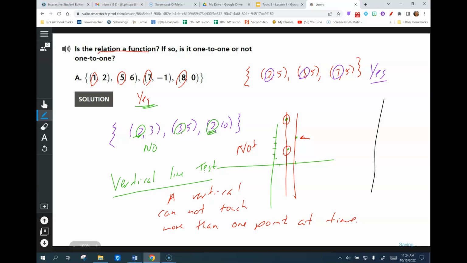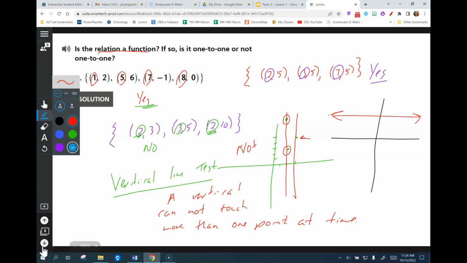If I have this graph right here, and here's my graph, okay, there's that horizontal line. Okay, draw a vertical line. Let's draw some vertical lines here. Okay. Do I touch it more than once? No, this is a function.